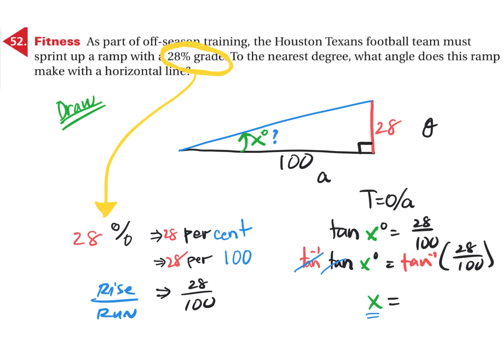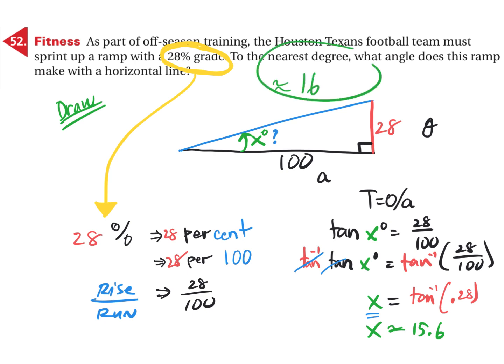x equals inverse tangent of 28 hundredths. And we'll use our calculator for that. So the final answer is x is approximately, let's see, make sure you're in degree mode, 15.6. So to the nearest degree, that would be about 16 degrees.